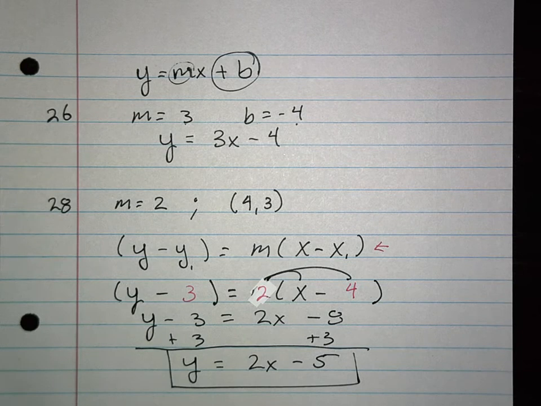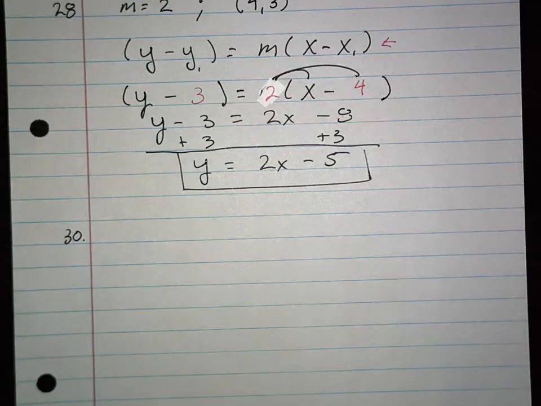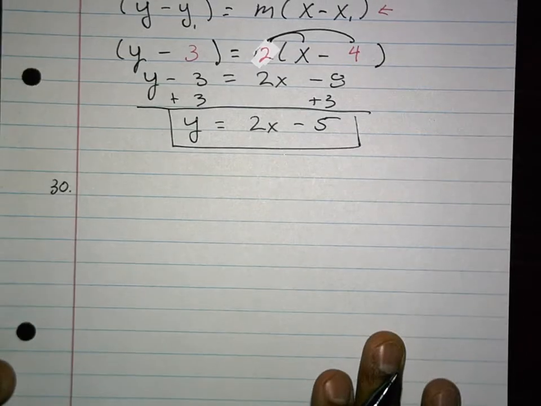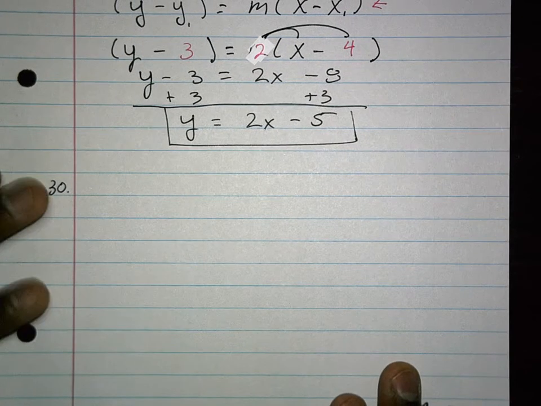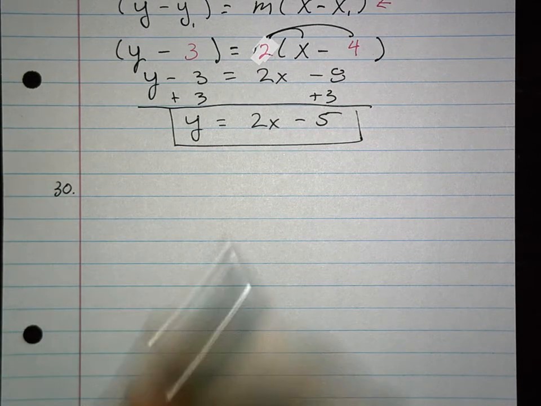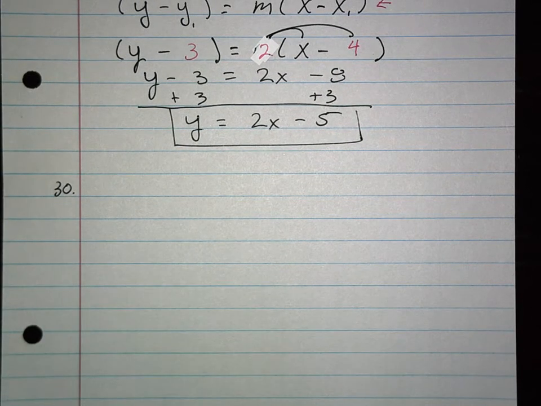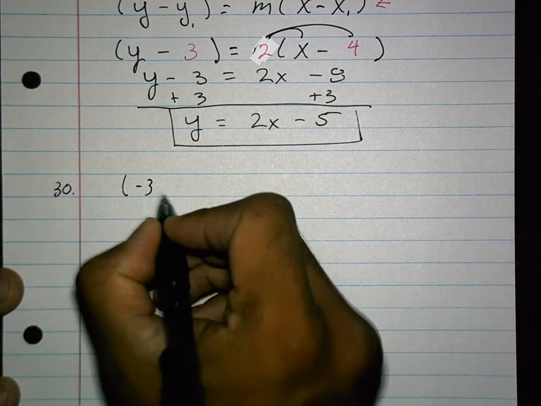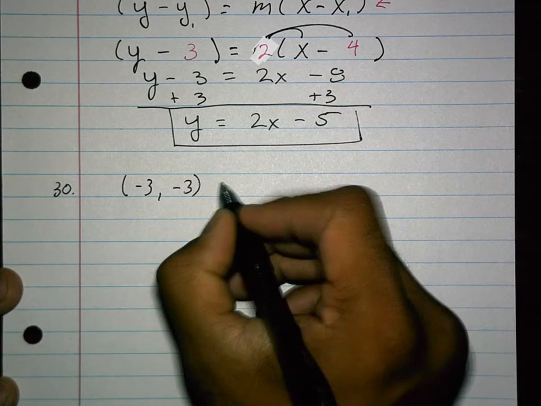Number 30 says, write an equation. They want same directions, but they're not even giving us a slope. All they're giving us is 2 points that the line goes through.